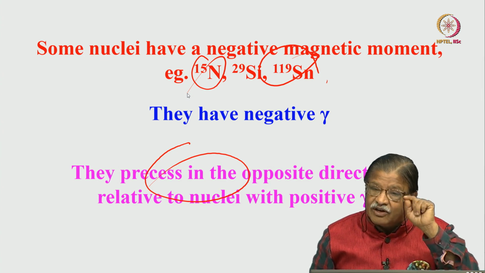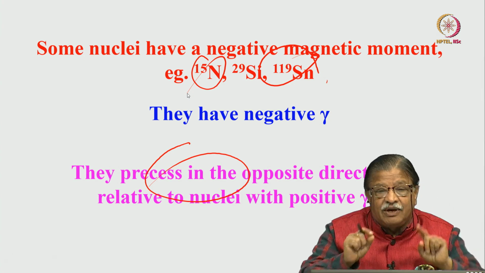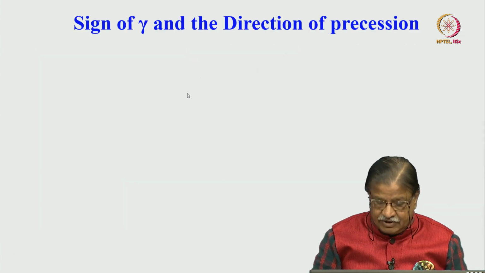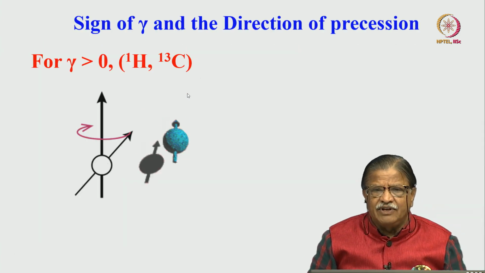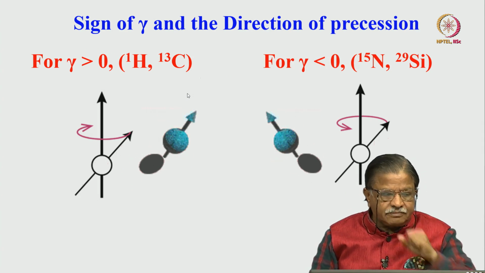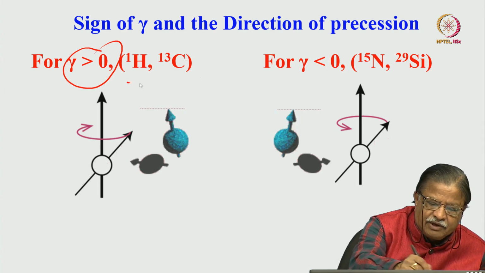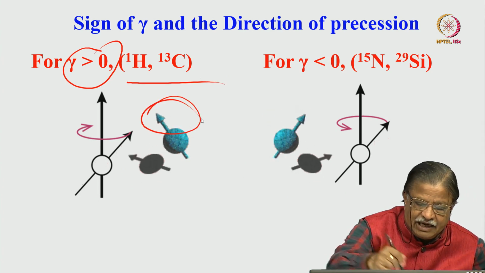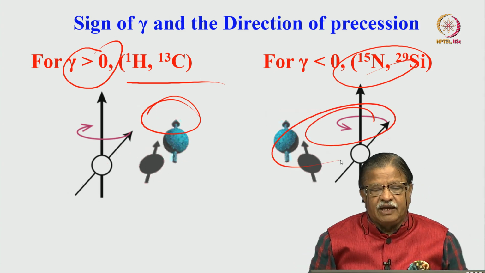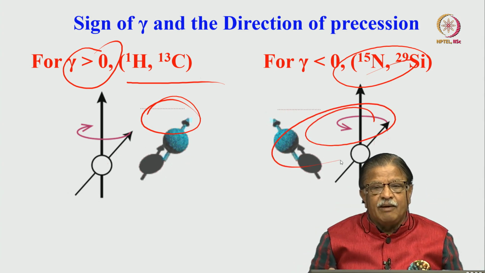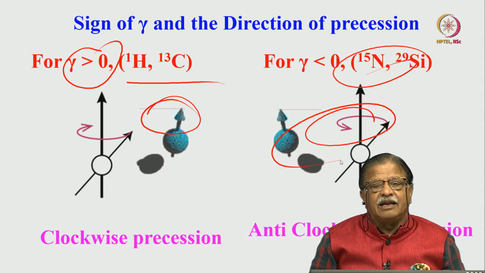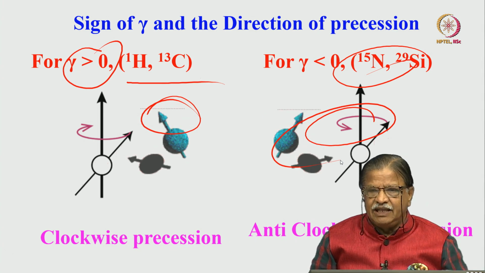So, there are consequences of precession of the nuclear spins either clockwise or anti-clockwise. This is the concept which you have to know. The sign of the gamma and the direction of precession is given like this. If gamma is greater than 0, like proton and carbon, they are rotating clockwise. For gamma less than 0, they are rotating in the opposite direction. Can you see the nuclear spins rotating in opposite directions? This is clockwise precession, this is anti-clockwise precession. This is the thing we should know.